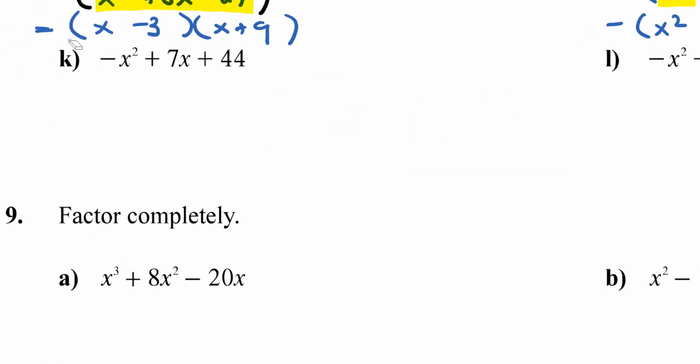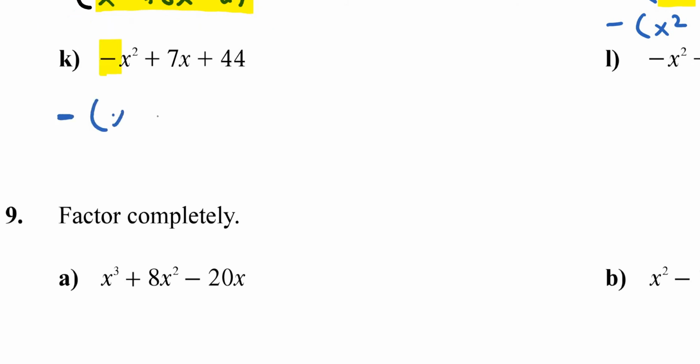Okay, let's move on to letter K. Now that you have some experience factoring out this negative sign, let's go ahead and do this a little bit faster now. So negative, so x squared minus 7x minus 44. And now I need to factor this inside trinomial here because I need two numbers that multiply to -44 and combine to -7. Set up your t-chart.